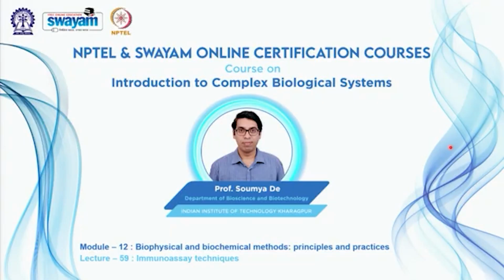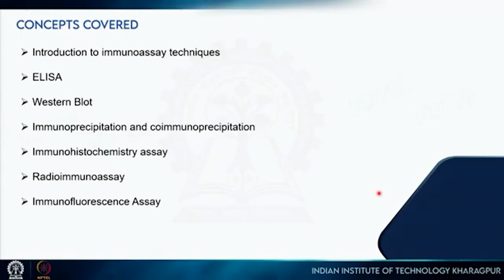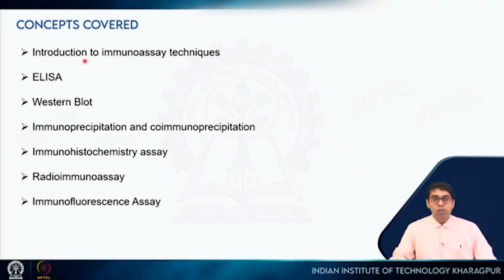In this lecture, I am going to discuss immunoassay techniques. This is part of the various biophysical and biochemical methods that we are studying. Today I am going to introduce what immunoassay techniques are. I will give you a general overview. Then I will discuss these specific methodologies: ELISA, Western blot, immunoprecipitation or co-immunoprecipitation, immunohistochemical assay, radioimmunoassay and immunofluorescence assay.